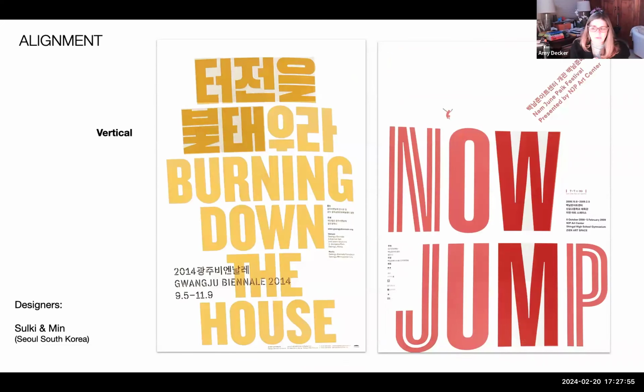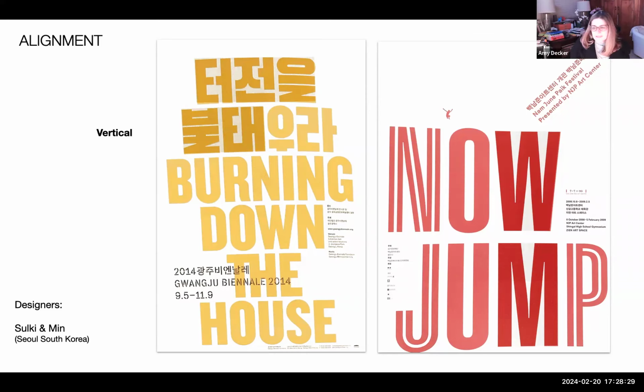Here you have an example of vertical alignment. For the 10th Gwangju biennial poster, the designers created a typographic system featuring 3 different weights with 5 different line breaks. Used together, the system allowed the design to cover as much surface area of the poster with as much text as possible. For the Now Jump poster, the designers noticed the featured artist's initials were within the title, so they highlighted them using a different font.